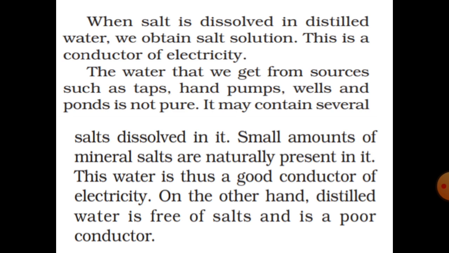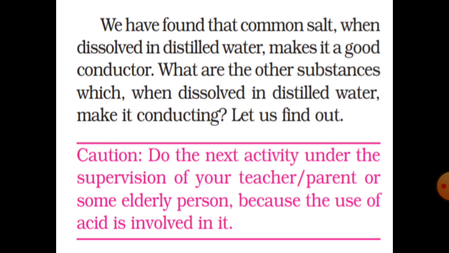मतलब जो distilled water होता है एकदम प्योर, उसमें जो है इलेक्ट्रिसिटी नहीं प्रोवाइड होती है, ठीक है, इलेक्ट्रिक करंट नहीं आता, इसलिए वो पुअर कंडक्टर है। और जो ये दूसरे टैप वाटर वगैरह आते हैं उसमें बहुत सारी इम्प्योरिटीज़ होती हैं और सॉल्ट मिले होते हैं, इसलिए उसमें इलेक्ट्रिक करंट जो है वो आसानी से प्रोवाइड हो जाता है, वो गुड कंडक्टर है। We have found that common salt when dissolved in distilled water makes it a good conductor. What are the other substances which when dissolved in distilled water make it conducting?